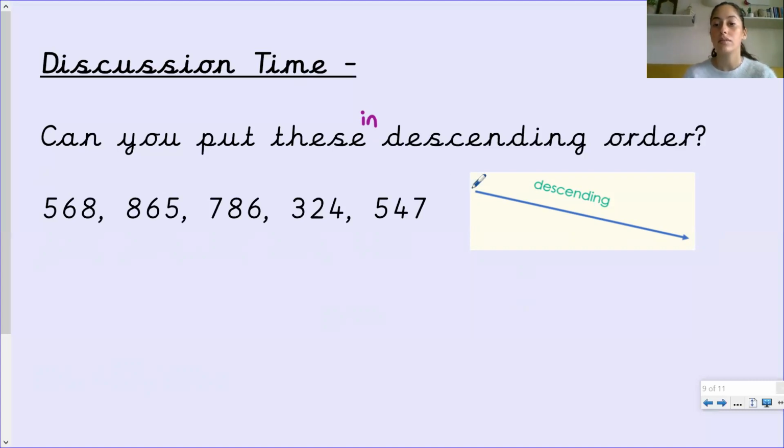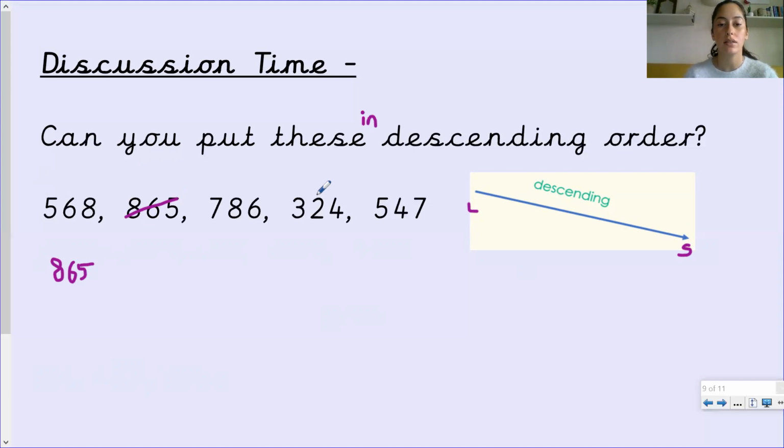Okay, so when we're ordering things in descending number, we need to start with the largest number and go down to the smallest. How do we know which one's the largest number? Which column do I look at? I look at my hundreds column first. I can see that 864 has the highest number, the largest number as its hundreds column. So this is my largest number, which I start with, 865.